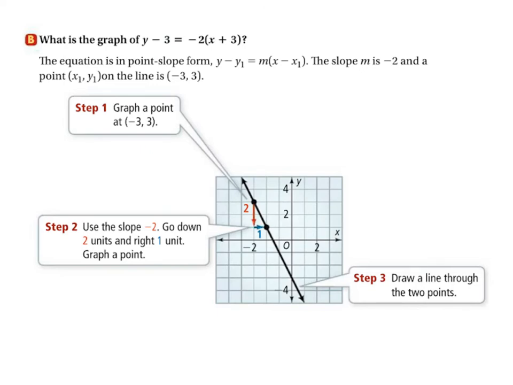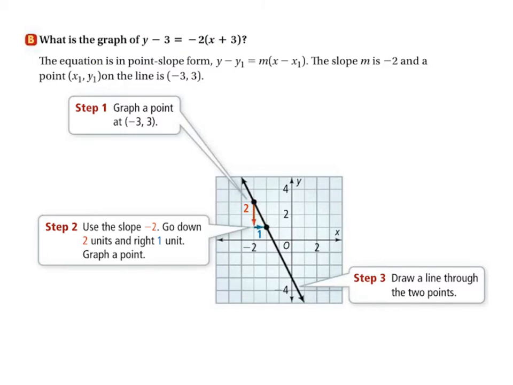Okay, so this is where we have it in point slope form. What is the graph of this point? Well, let's identify what we've got. We've got the slope of -2, and we've got a point where the x coordinate is the opposite of what we see there. We see a +3 there, so it's -3 for x. And here we see a -3, so we put a +3 for the y coordinate. So we graph that point, which is (-3, 3), right there.